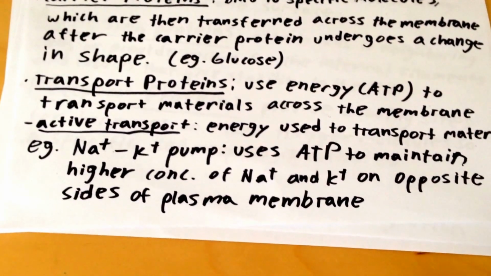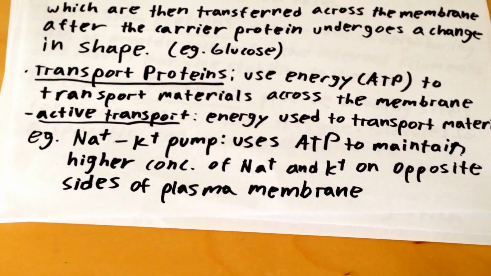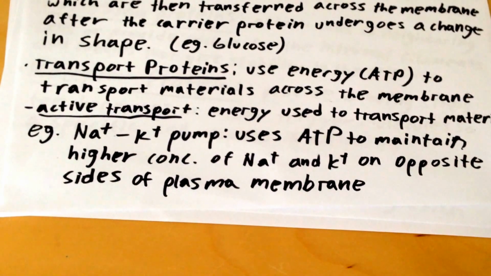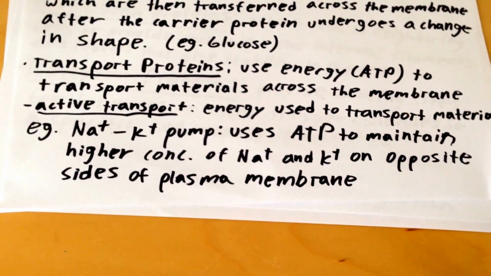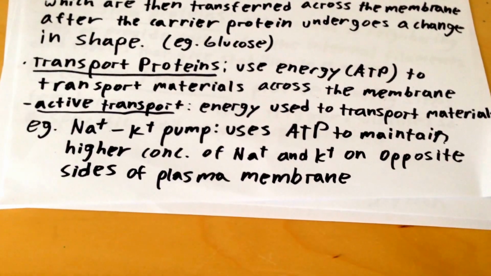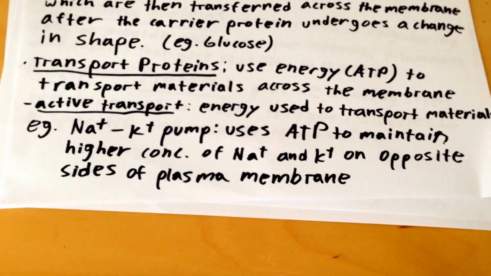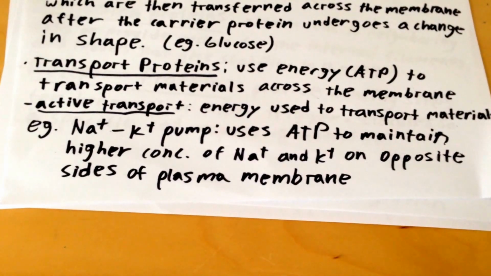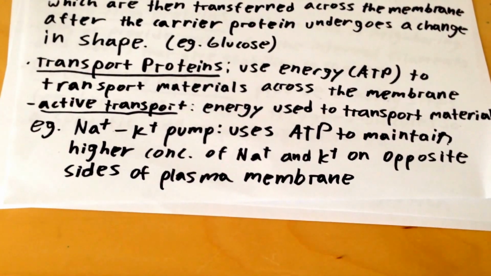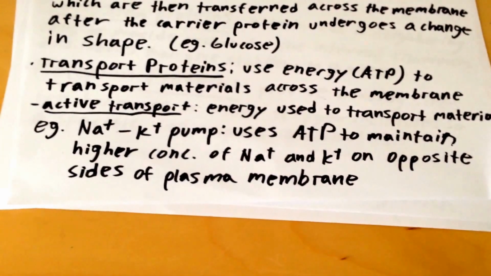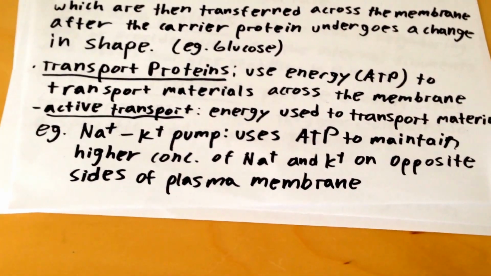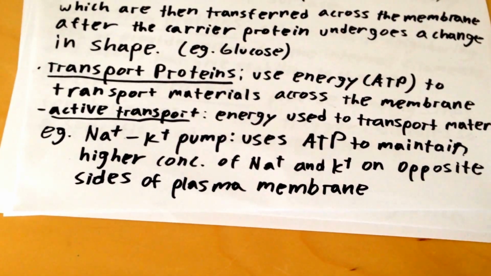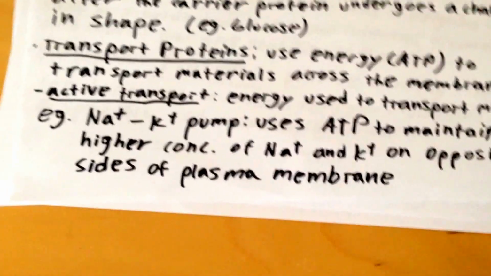One type of transport that transport proteins use is active transport. What this means is that you have to use energy to transport materials. One example of this is the potassium sodium pump. You use ATP to maintain a higher concentration of sodium and potassium on opposite sides of the plasma membrane. So this goes against the gradient, but you're having to use energy to maintain this difference in concentration.